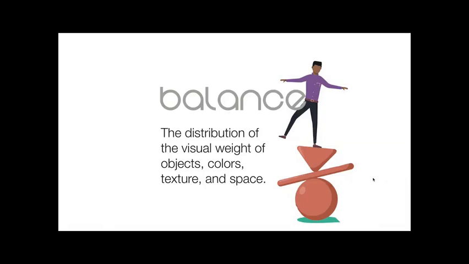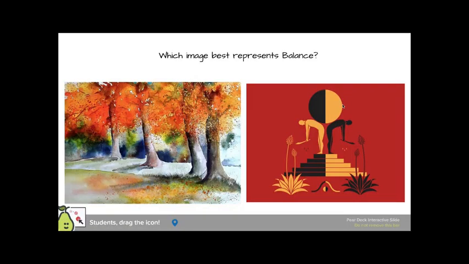Now balance. Who wants to read balance? Balance, the distribution of the visual weight of objects, colors, texture, and space. It's the visual distribution of weight, something that feels balanced. So which image best represents balance? Go ahead and drag your icons.